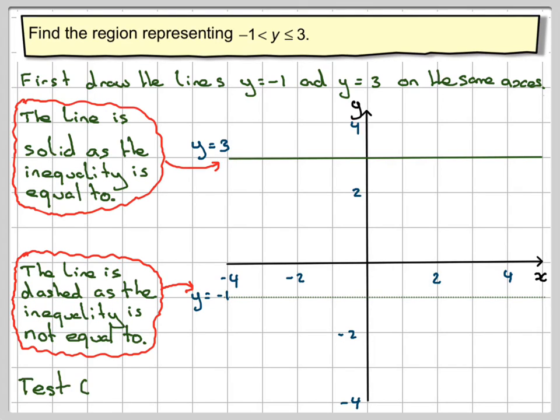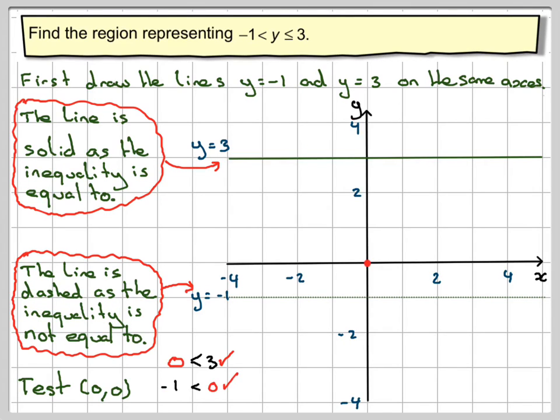For the shading, we could test a point, just test this one. For this one here, 0 is less than 3, so below this line would be in the region. Therefore, we shade the unwanted region, which is upwards.